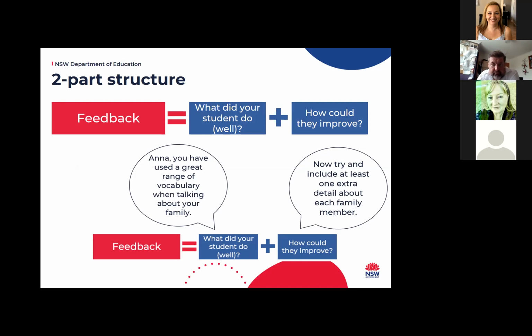Effective feedback is tailored to the needs and abilities of individual students, so it will vary from student to student. And remember, your feedback should always focus on the student's work and not the student themselves. For example, rather than saying, "Try a little harder," be explicit by saying, "Try and include a reason that you like your little brother."